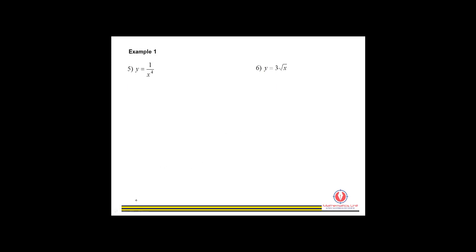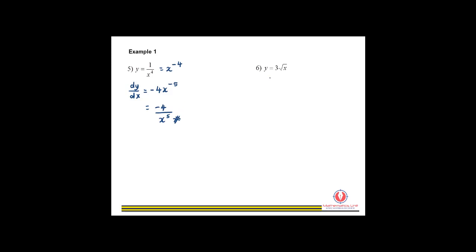Okay, next. Number 5, we have y equal to 1 over x power of 4. Okay, so firstly, you need to change 1 over x power of 4 in index form. So we'll get x power of negative 4. Then we can differentiate. So our dy over dx is equal to negative 4x power of negative 4 minus 1 is negative 5. Or you also can write down negative 4 over x power of 5.